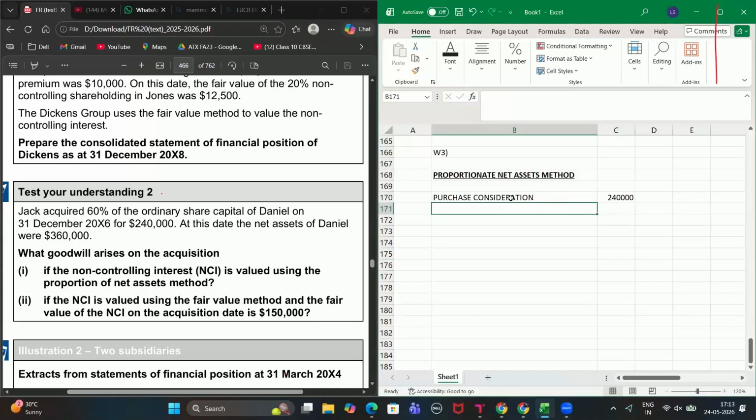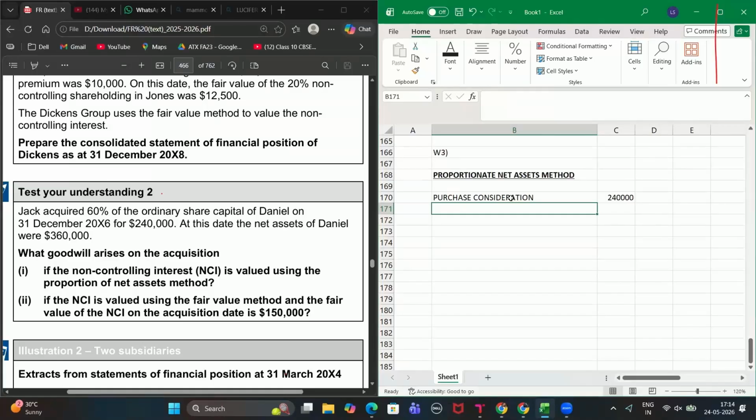Now, just ignore the second question, okay? Have they given us the NCI's value? Don't read the second part. As per the first part, have they given us the NCI's value in the first question? No. So in that case, I told you, how will you calculate goodwill? Using the net asset method, right?